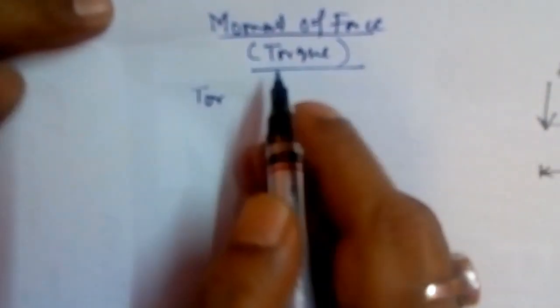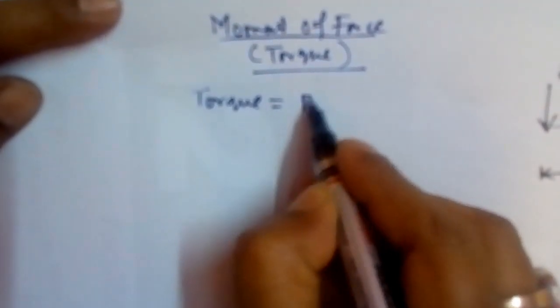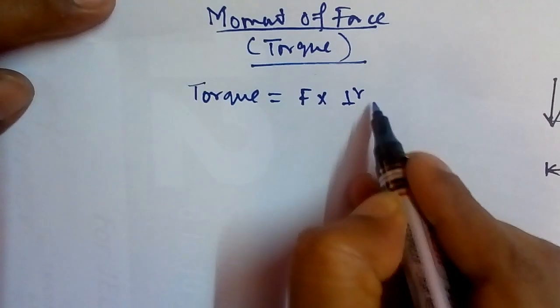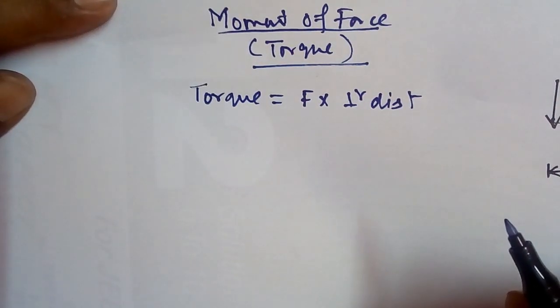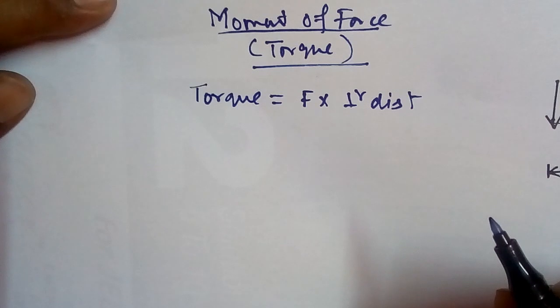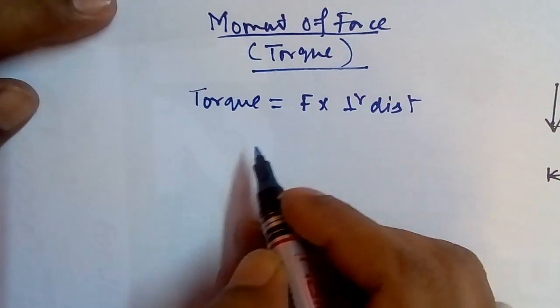So here, moment of force or torque. Students, torque is equal to force into perpendicular distance. Here this perpendicular distance is the distance between the axis of rotation and the point where you are applying the force.